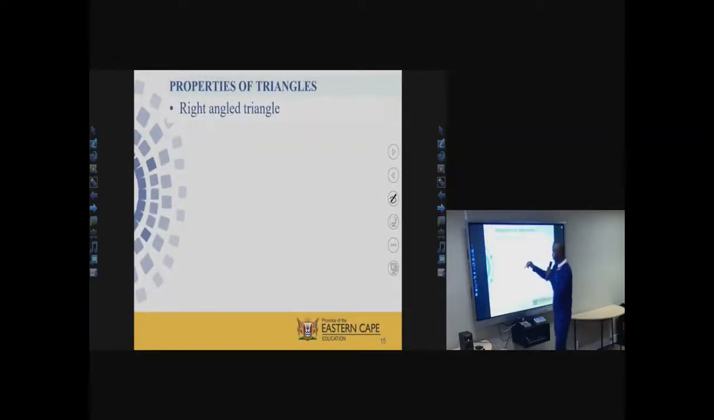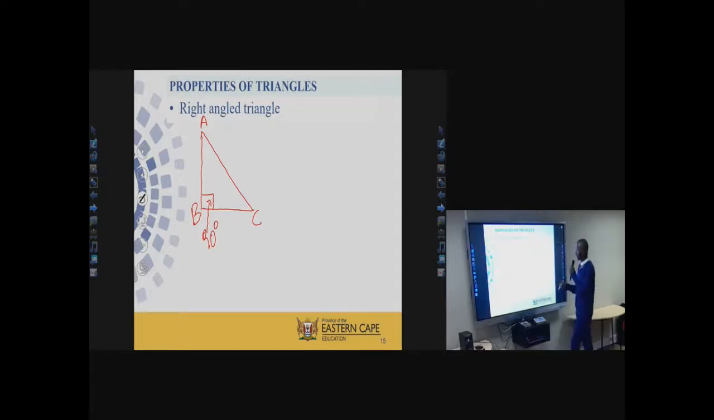Let me start over, because apparently something happened there. Right-angled triangle, I am saying you will have 90 degrees there. So if it's, let's say it's ABC, right? You will recognize that at B, there is 90 degrees. It won't be given to you. Now, I am saying when you have that triangle, you must realize that the gradient of AB multiplied by the gradient of BC must give you a negative 1. That's why it is very important in the context of analytical geometry.